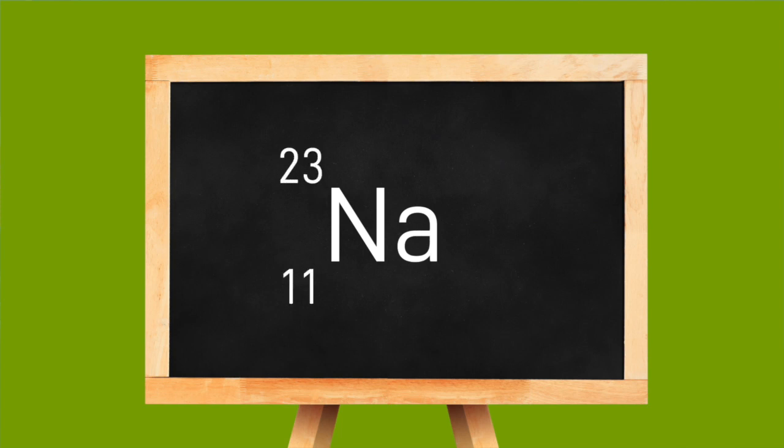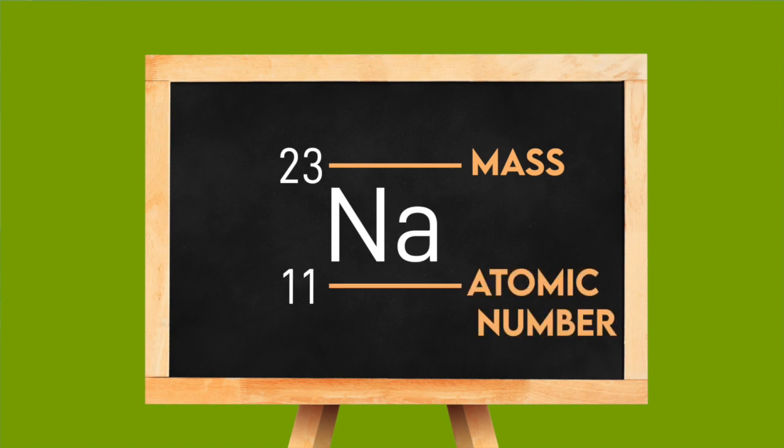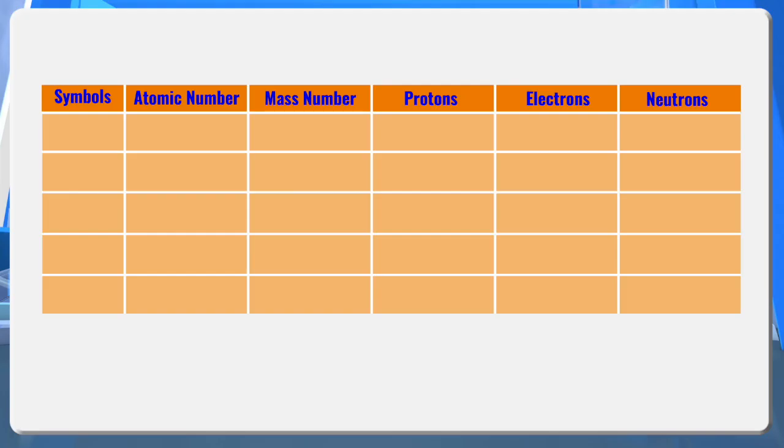You can see two numbers. One is at the top left side of the symbol and the other is on the bottom left side of the symbol. The number on the top left side is the mass number and the number on the bottom left side is the atomic number. Therefore, we can say that the mass number of sodium is 23 and the atomic number of sodium is 11. Okay.